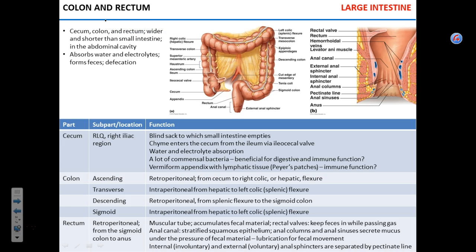Okay, I told you. I mean, it's not boring, but there's not much going on really in the large intestine. My wife would totally disagree with that.